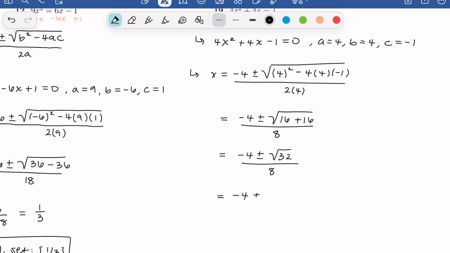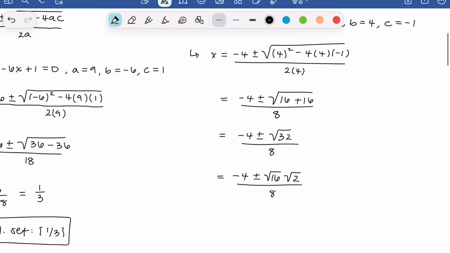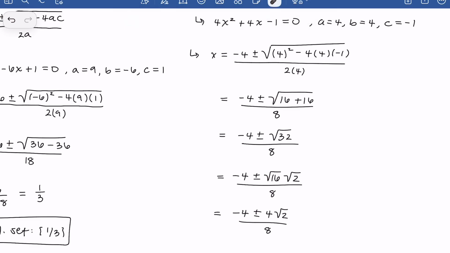We're going to have negative 4 plus or minus. I'm going to break up 32 into 16 times 2 since 16 is a perfect square. Simplifying this, we're going to end up with negative 4 plus or minus 4 root 2 all over 8. Now, our radical term is fully simplified here. However, this would not be our final answer since this is not written in lowest terms.